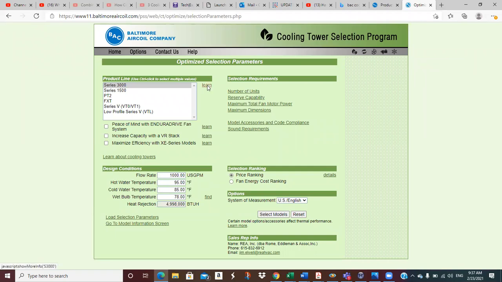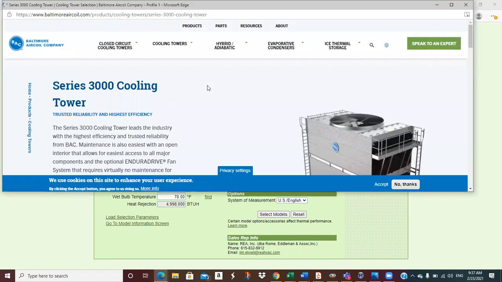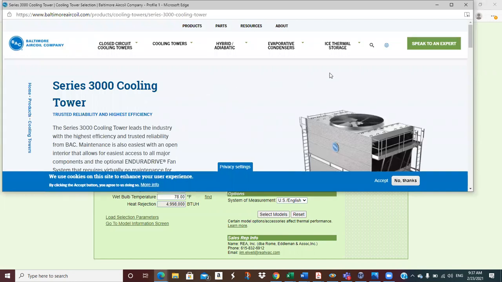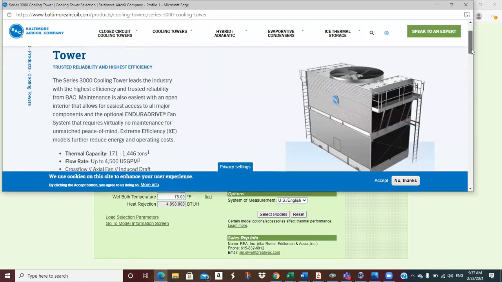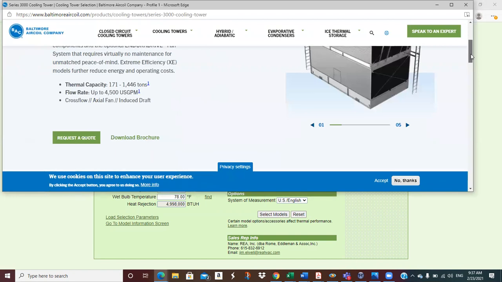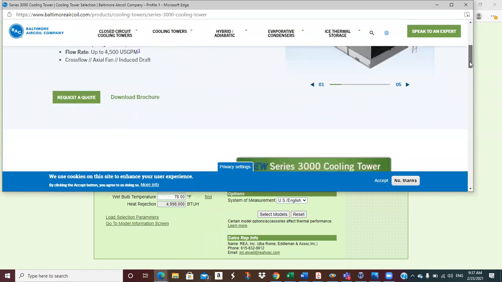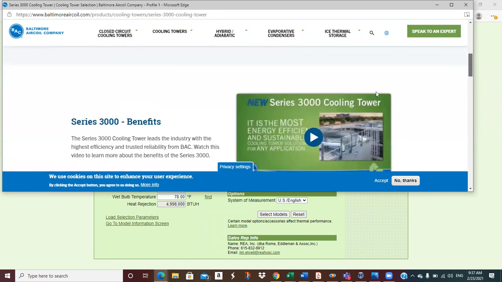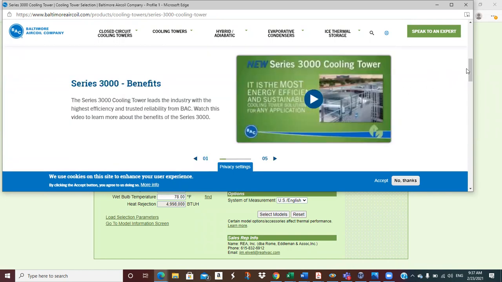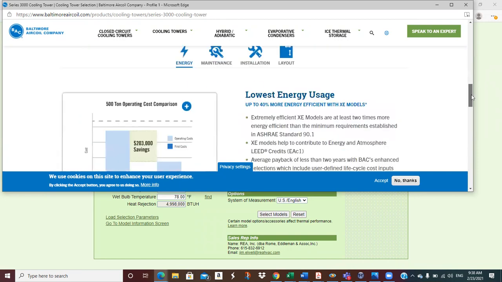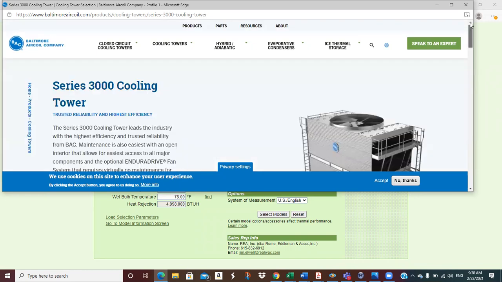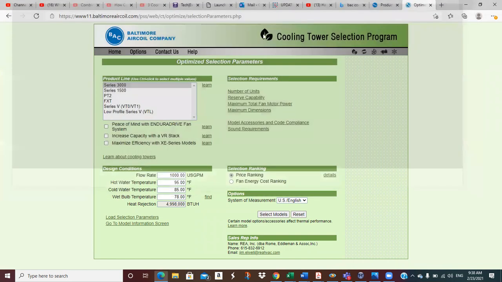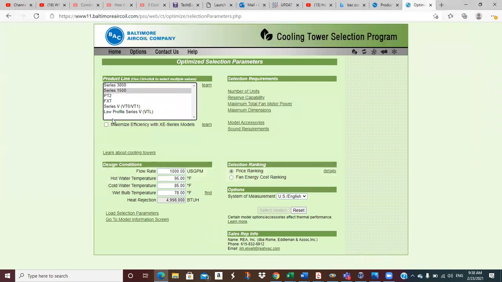If you click Learn, then you're going to go get specific information about that particular tower, so you can read more about it, see what the ranges are, get a brochure and all this sort of thing. They've even got a link to a YouTube video that you can watch if you want to. So this is their high efficiency tower that they're touting for energy savings. And likewise, you can click on any one of these and then learn about it.